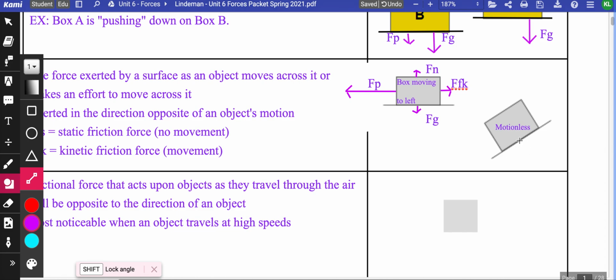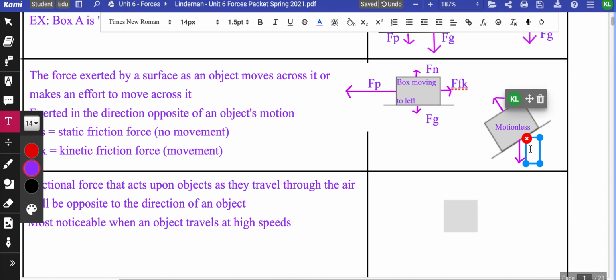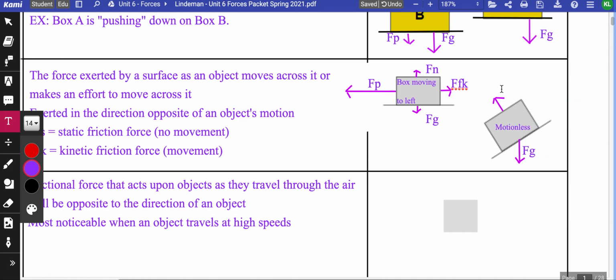So I have gravity force pointing down, and remember, we always want gravity force pointing to the bottom of the page. And then we want our normal force perpendicular to the surface that the object is resting on. So we have Fg here, and we have Fn here.